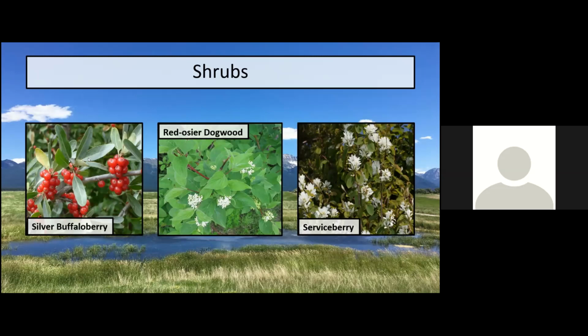Birds love the fruits. They're not necessarily great to eat. They're sour, but birds do love them. And red osier dogwood. These are great for wildlife. The berries will usually hold on into the winter and provide a food source for wildlife. And serviceberries, which birds love the fruits on too.